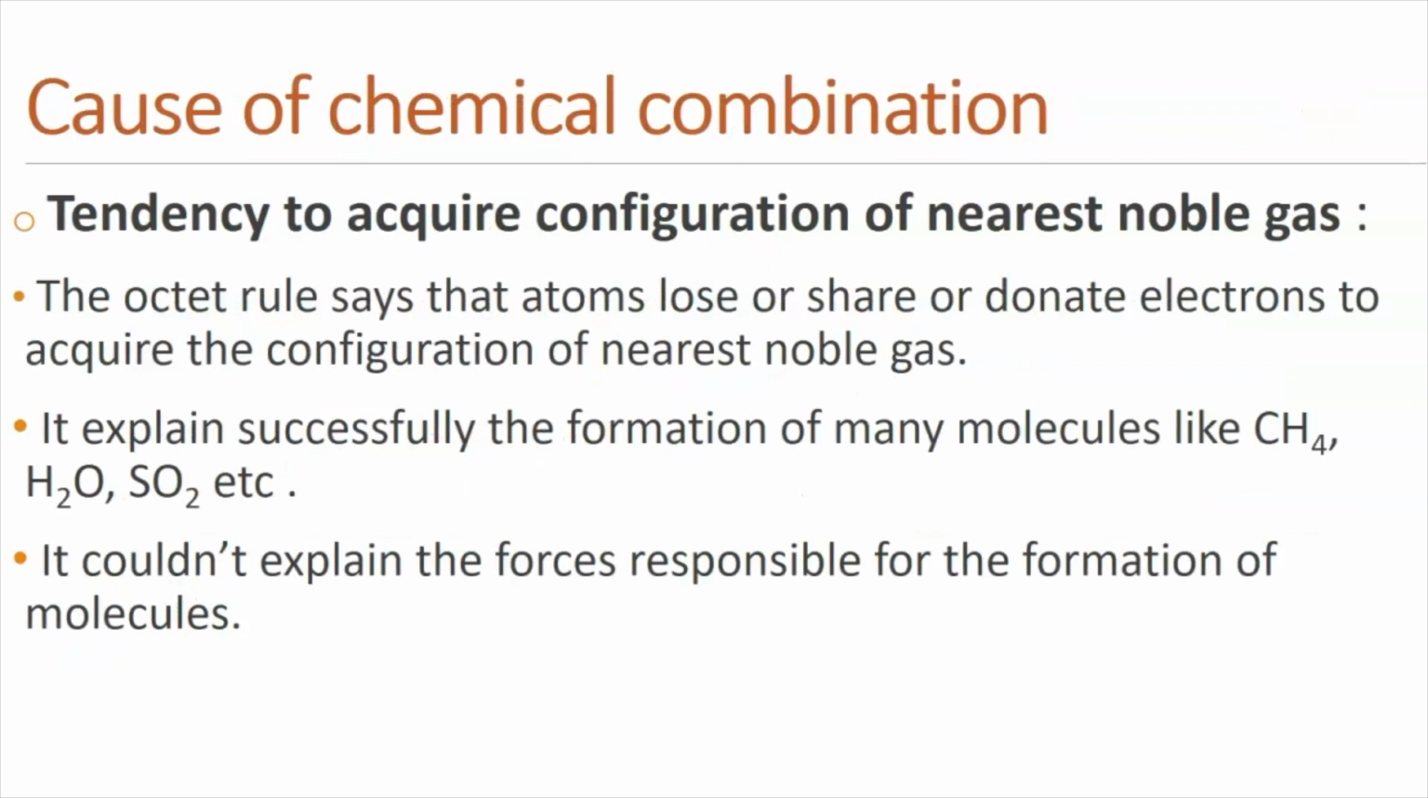So, let's discuss the causes of chemical combination. There are mainly two causes. First one is the tendency to attain the configuration of the nearest noble gas. Here, the octet rule says that atoms lose, share or donate electrons to attain the configuration of the nearest noble gas. The main merit of the octet rule is that it explains successfully the formation of many molecules like CH4, H2O, SO2, etc. However, it couldn't explain the forces responsible for the formation of molecules.